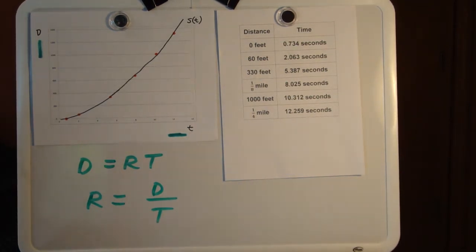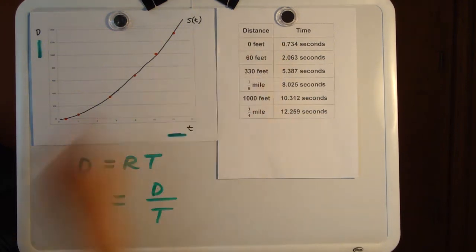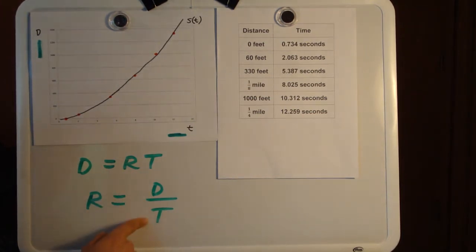So what I'd like to do is just to show you a few of these calculations, right? So we might start out just by looking at the first 60 feet, right? And this would correspond to just about the first 2 seconds, right? And then we can compute the distance that has been traveled over the time that has elapsed, and this will give us the average speed of the Corvette.